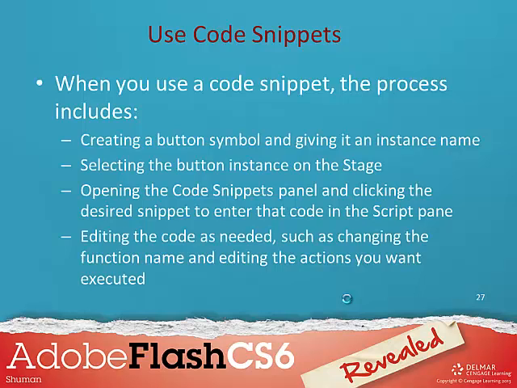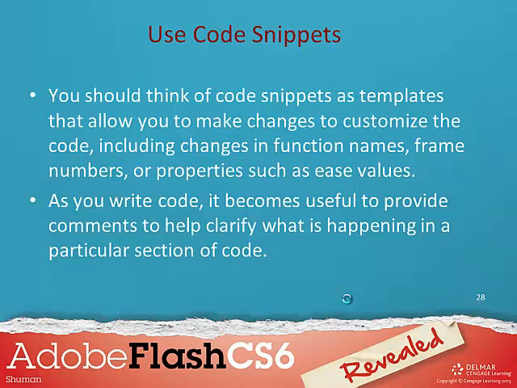Open the code snippets panel and click the desired snippet to enter that code in the script pane. Edit the code as needed, such as changing the function name and editing the actions you want executed. For instance, you can change the frame number that the function should go to and play when the code is executed. You should think of code snippets as templates that allow you to make changes to customize the code, including changes in function names, frame numbers, or properties such as ease values.